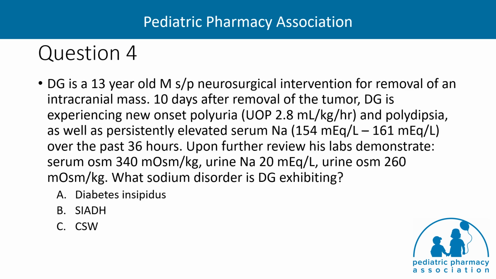DG is a 13-year-old male status post neurosurgical intervention for removal of an intracranial mass. 10 days after removal of the tumor, DG is experiencing new onset polyuria with a urine output of 2.8 mL per kilo per hour and polydipsia, as well as persistently elevated serum sodium of 154 to 161 milliequivalents per liter over the past 36 hours. Upon further review, his labs demonstrate a serum osmolality of 340, a urine sodium of 20, and urine osmolality of 260. What sodium disorder is DG exhibiting? DG is experiencing diabetes insipidus.